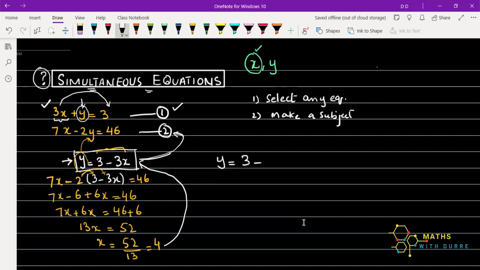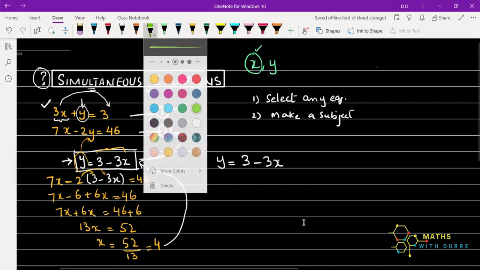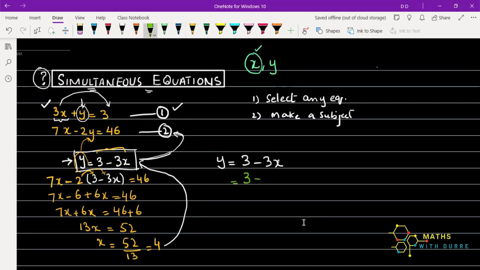y equals 3 minus 3x. I will substitute the value of x here. It is 4. 3 minus 12, and minus 9 is the answer. So here x was 4 and y was minus 9.